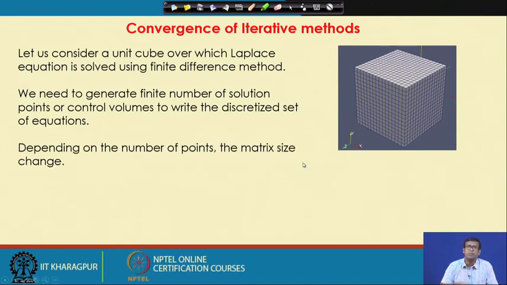Depending on the number of points, the matrix size will change. For example, if I take n equal to 10, this is 10 by 10 by 10, total 1000 internal points. So, the coefficient matrix will be 1000 by 1000, and if I take n equal to 100, this will be a 10 to the power 6 by 10 to the power 6 matrix.